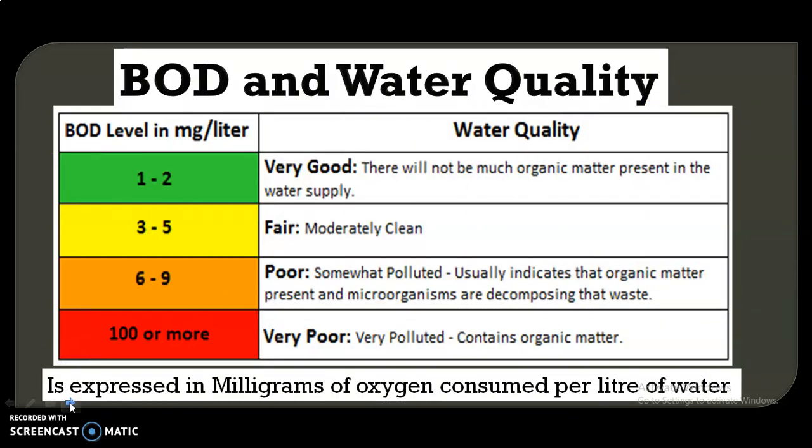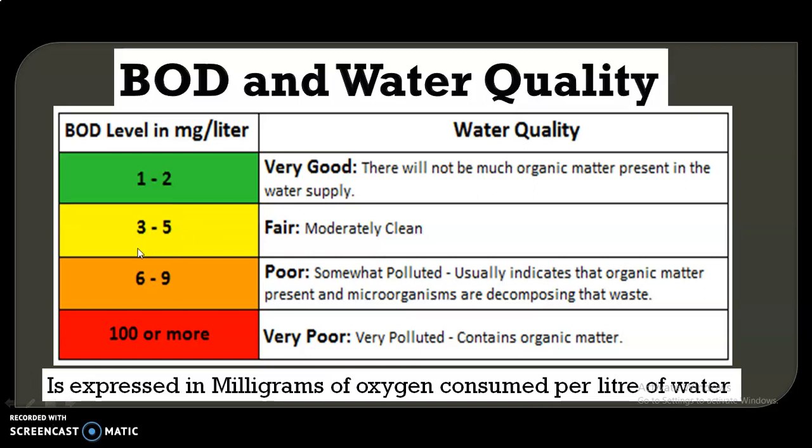This is a small chart showing the water quality depending on the biochemical oxygen demand. So, BOD and water quality. BOD is always expressed in milligrams of oxygen consumed per liter of water. If the BOD level of water is 1 to 2 milligrams per liter, then water quality is considered to be very good. That means there is not much organic matter present in the water supply.